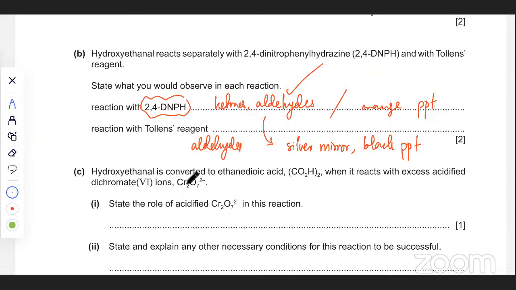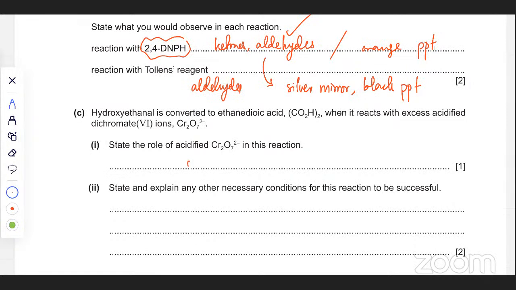Then hydroxyethanal is converted to ethanedioic acid when it reacts with dichromate(VI) ions. State the role of, now you must know that they are oxidizing agents.